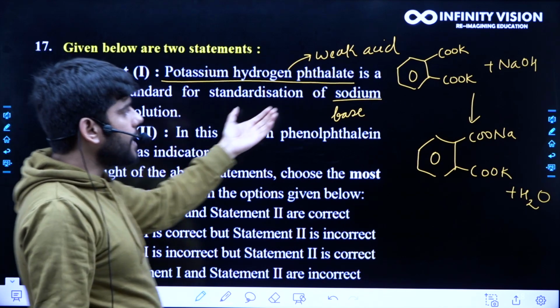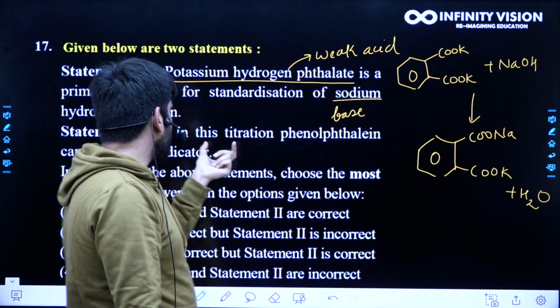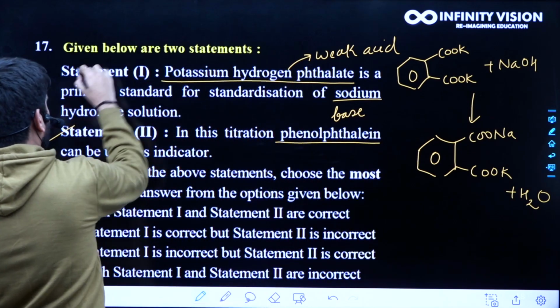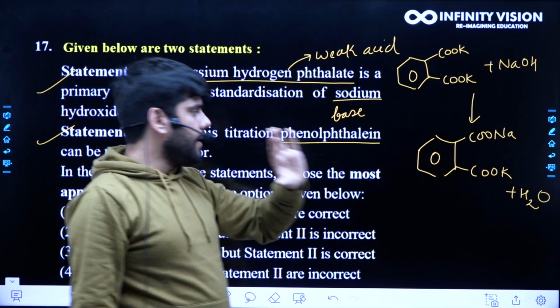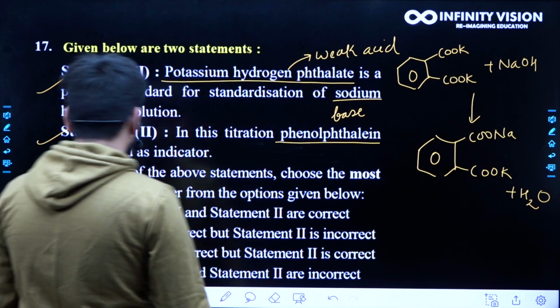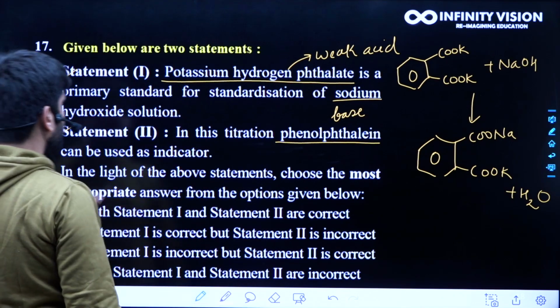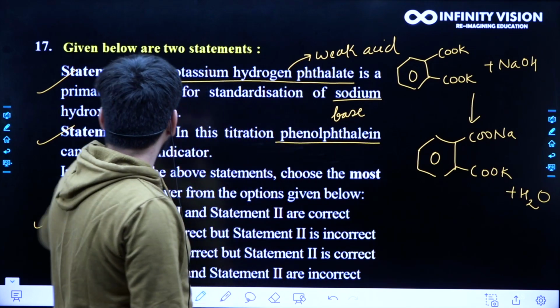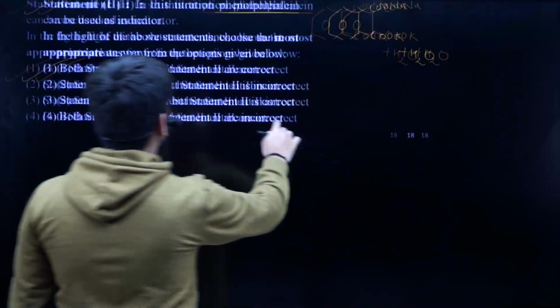Now, what is the type of reaction? It is an acid-base reaction. So phenolphthalein can be used as an indicator. Yes, phenolphthalein can be used as an indicator. So both these statements are correct. So let us see the options. First is the right answer. Both statement 1 and statement 2 are correct. I hope the question is clear to you. Let us move to the next question.